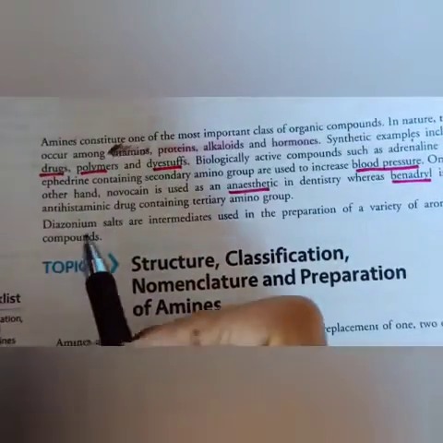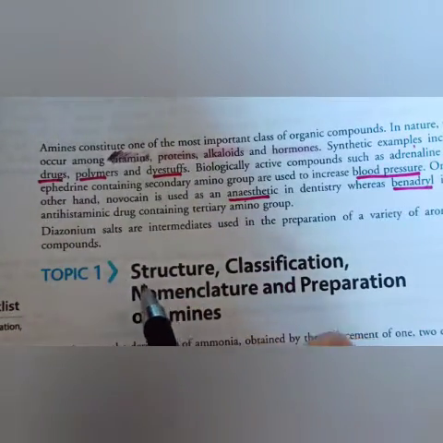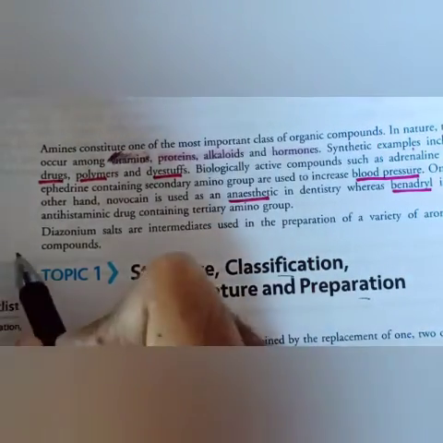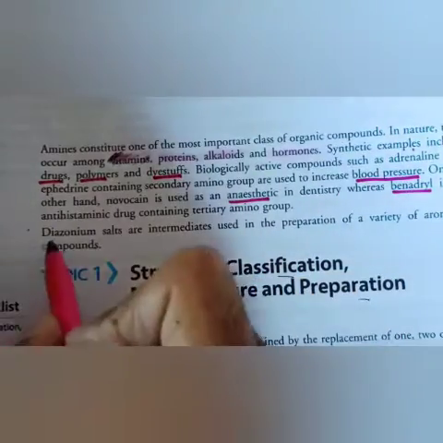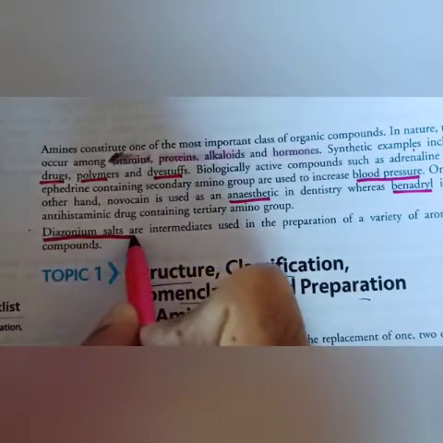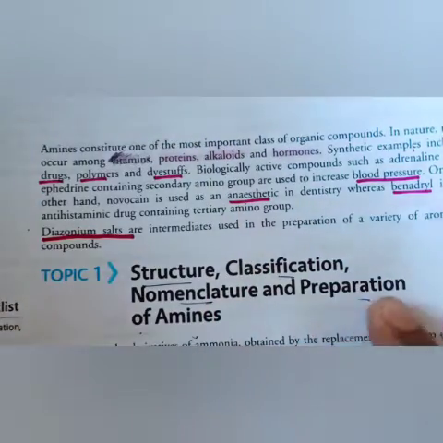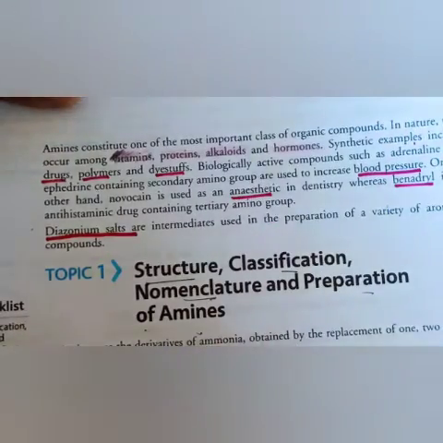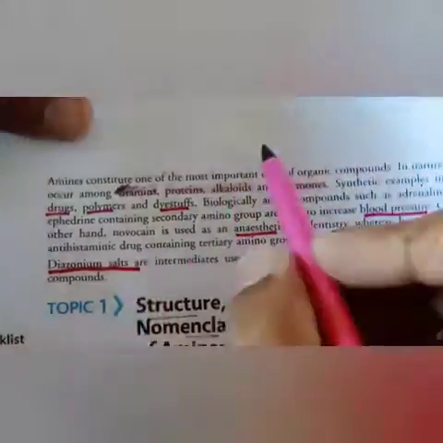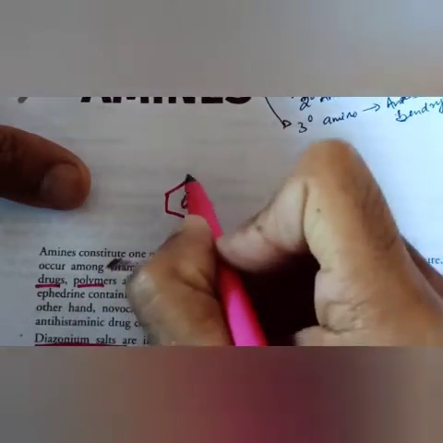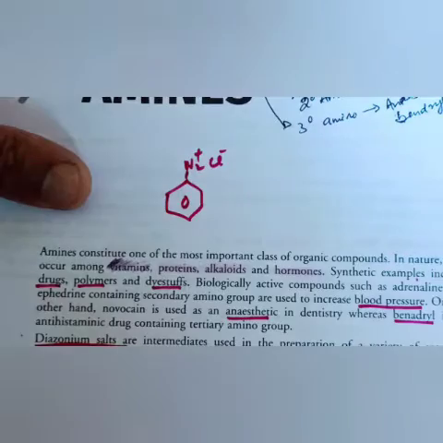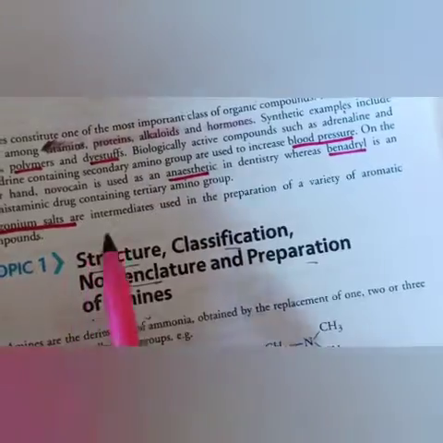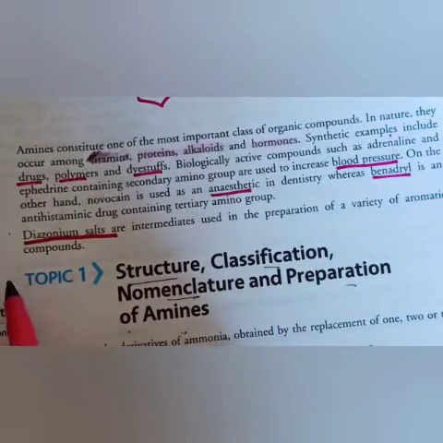Basically, in this chapter we will study the structure, classification, nomenclature, preparation and properties of amines and some uses of amines. But here I just want to draw your attention to the diazonium salt. Although you have studied it in previous chapters, in haloalkanes, haloarenes, aldehydes, ketones, alcohols and phenols, what is the diazonium salt? These are salts of N2 positive, Cl negative. This is the diazonium salt, an intermediate used in the preparation of a variety of aromatic compounds.